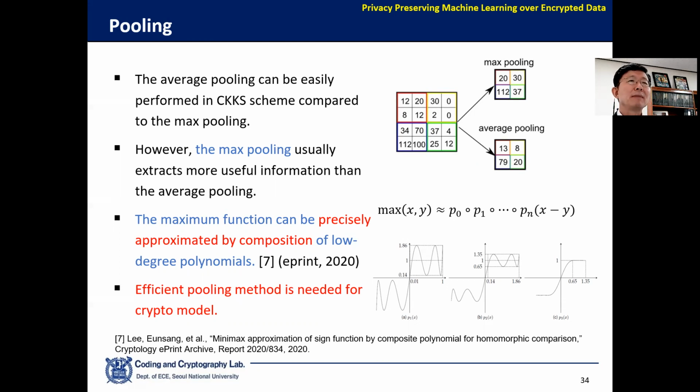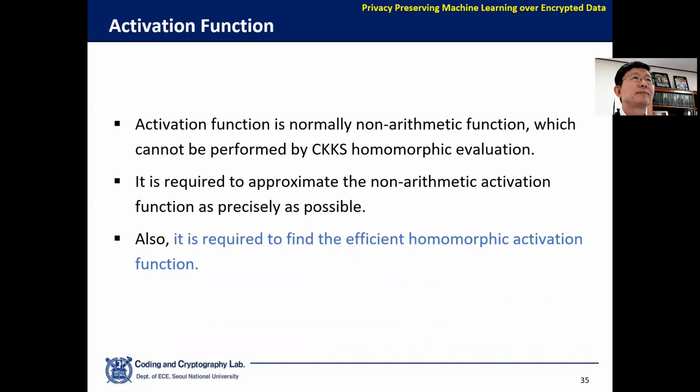An efficient pooling method is needed for the crypto model. Activation function is normally a non-arithmetic function which cannot be performed by CKKS's homomorphic evaluation. It is required to approximate the non-arithmetic activation function as precisely as possible. Also, it is required to find an efficient homomorphic activation function.